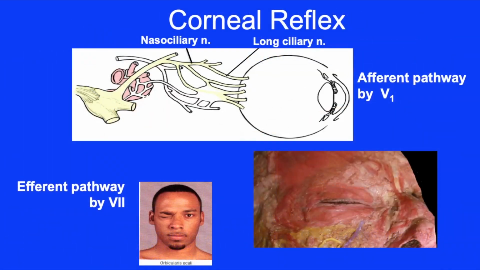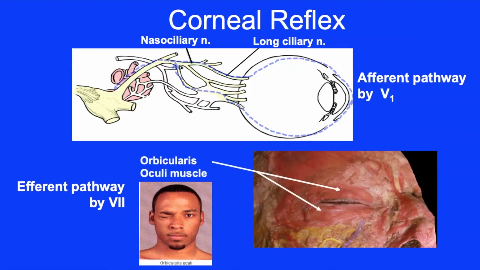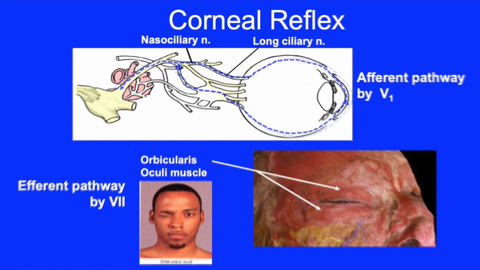Next, we consider the corneal reflex. The afferent pathway will be by V1. That is, if our corneas are touched, we blink. Given that the muscle responsible for blinking of the eyelid is the orbicularis oculi, a muscle of facial expression, the efferent pathway will be enacted by the facial nerve, cranial nerve 7.